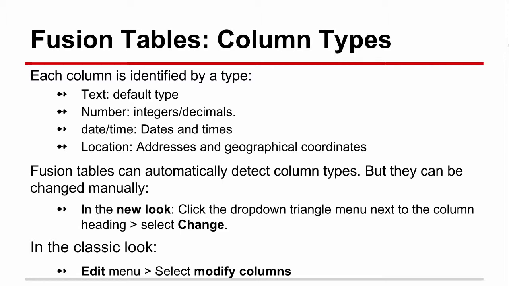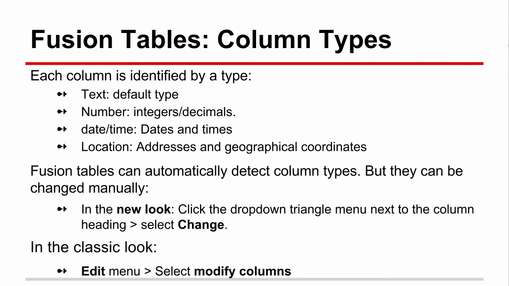The column type text is a default type. If a URL is entered, Fusion Tables formats it as a hyperlink or displays it as an image. The number column type is for integers and decimals. You can also format numbers to display as percentages or currencies. The date and time type is dedicated for dates and times and can be formatted accordingly.